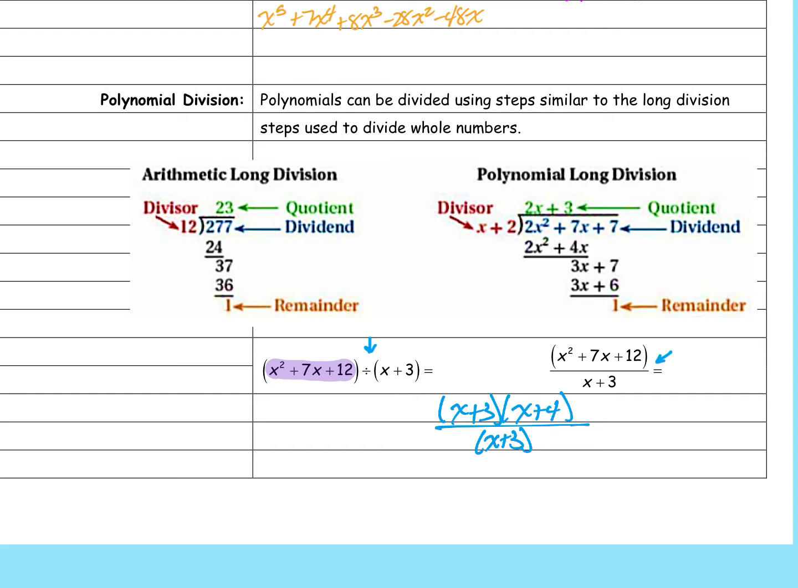And then what happens, because I have an x plus 3 on the top and the bottom, those can go away. And so my answer becomes just x plus 4, right? So if I can factor, division is so much simpler. However, how often can I factor? Not very, right? So that's why we have this long division.